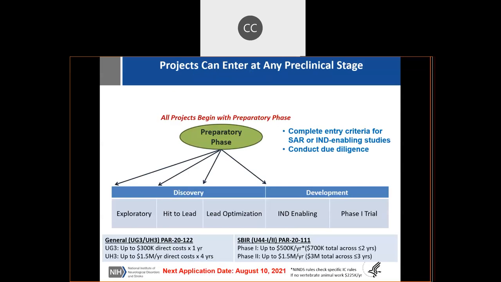So as I said, all projects begin at the preparatory phase, and you can come in anywhere on the paradigm, but I should also point out that not all ICs accept development projects. For instance, NIDA and NIMH have language in the forward that says, we're not going to take a project at the development phase. We'll only take it at the discovery phase. And NIDA has great mechanisms for development projects that I think they would prefer you use.